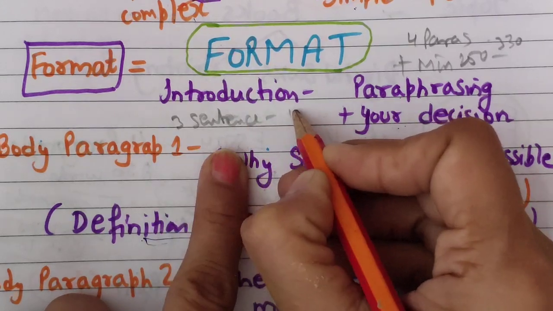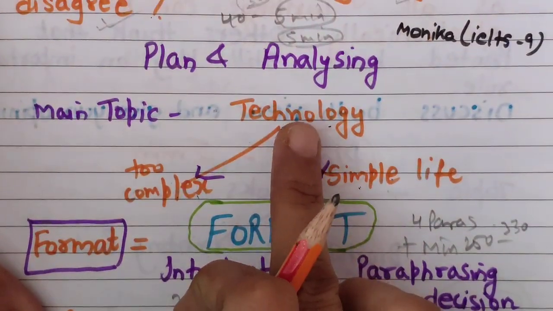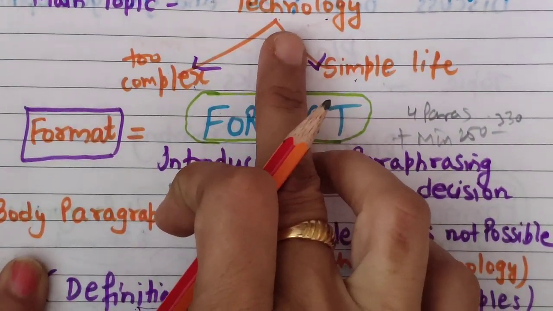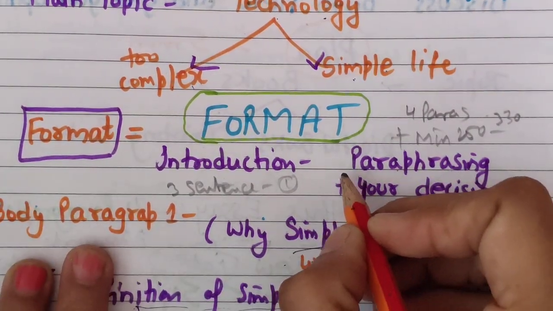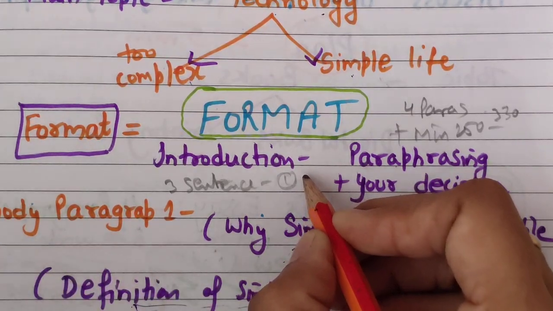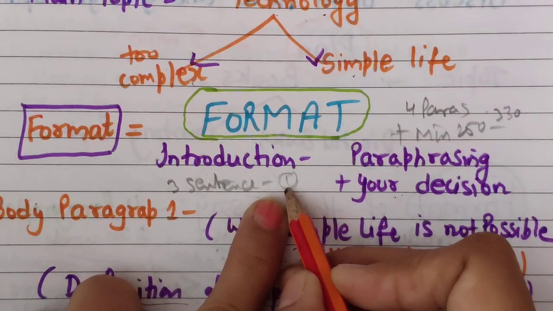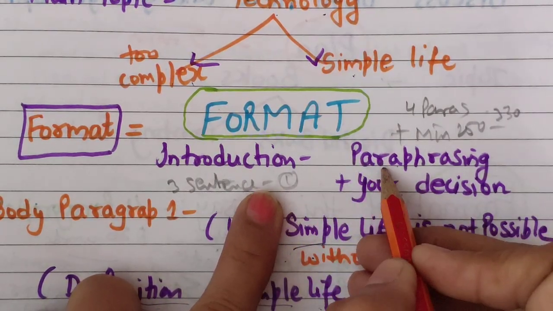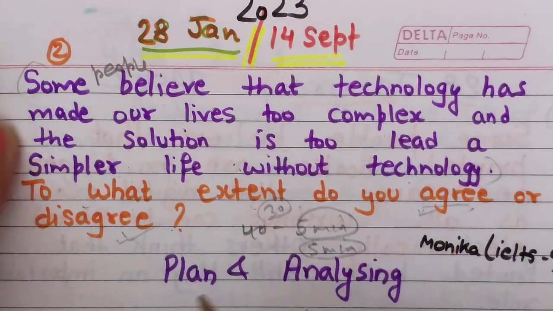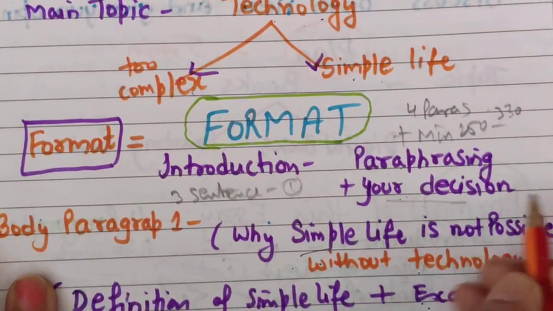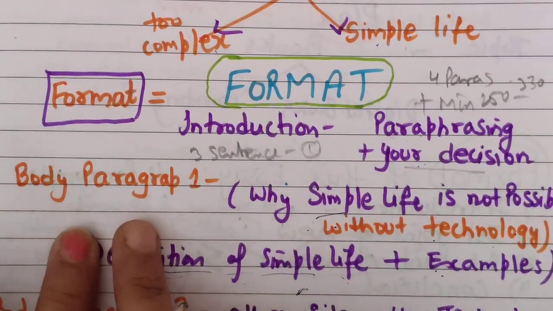3-sentence formula. The first sentence is the background statement. So what is a background statement? It is about the main topic. What do you say about the main topic? Technology and its present status, because the present status is that we are using it widely, and without it we can't live. So first the background statement, a general sentence about the main topic, then paraphrasing of the question statement. What is the question statement? From here to here, this is the question statement. And then your decision whether you agree or disagree with the statement. Okay, now what am I going to write in the second body paragraph?